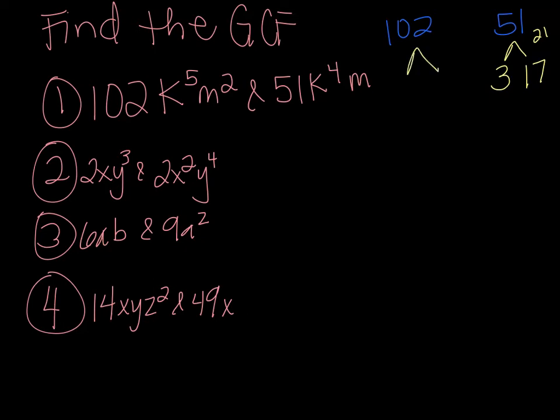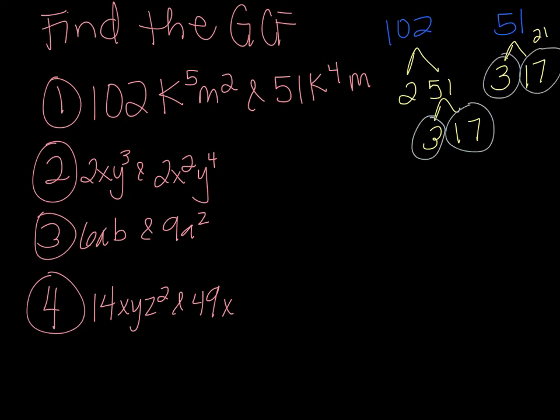Let's try 102. I'm going to try 2 because I'm pretty sure 2 goes into 10 5 times. And 2 goes into 2 one time, so we get 51. I see that 51 was my other factor, and the prime factors of 51 are 3 and 17. So they have 3 and 17 in common. Multiply those two together, and I get my GCF, which is equal to 51.